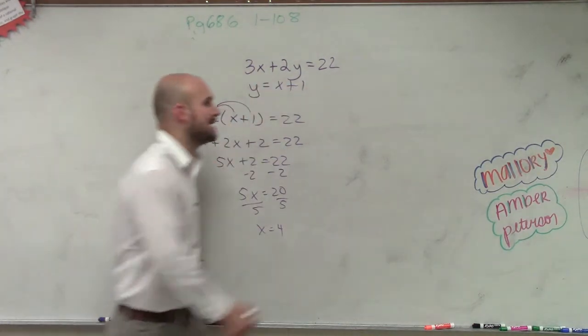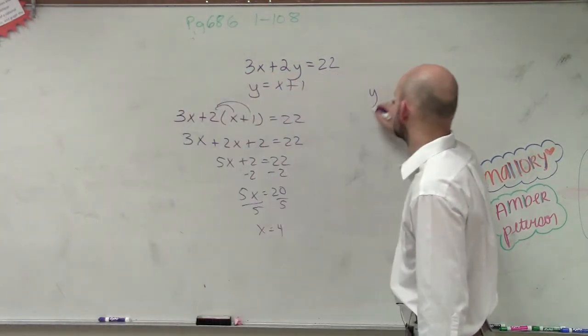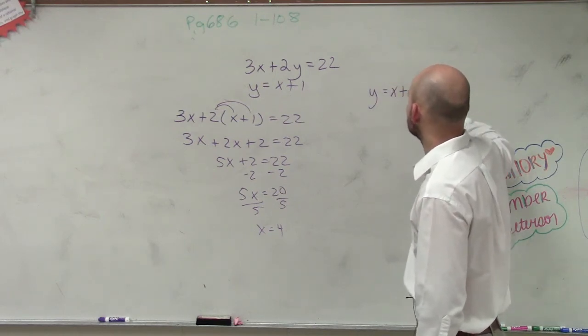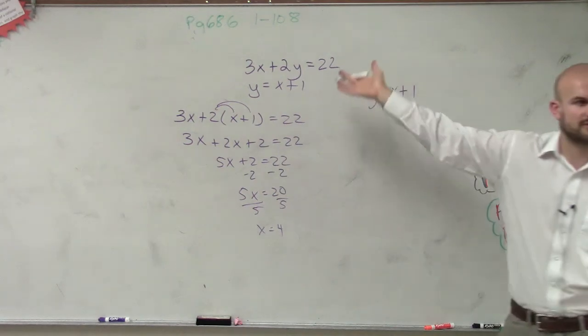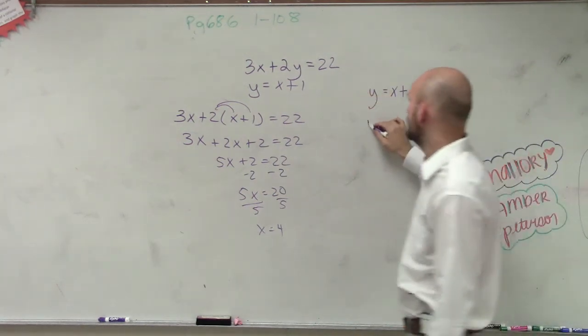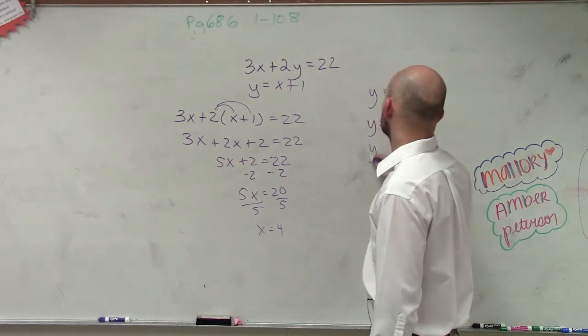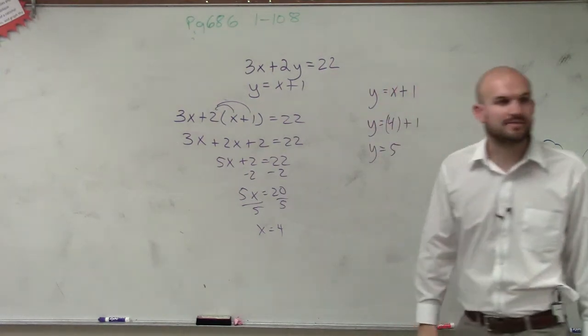So to find y, I go back to one of my equations. It doesn't matter which equation you choose. However, it would probably be easiest to choose the equation that's already solved for the variable you're looking for, because then you can just plug in 4 into that equation. So y equals 5. And that is your linear system.